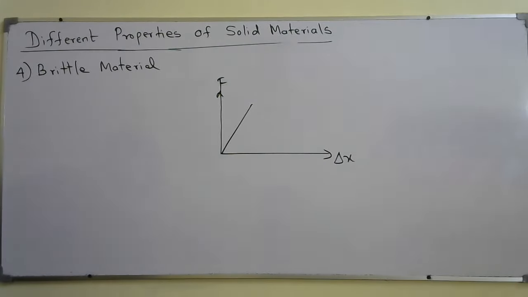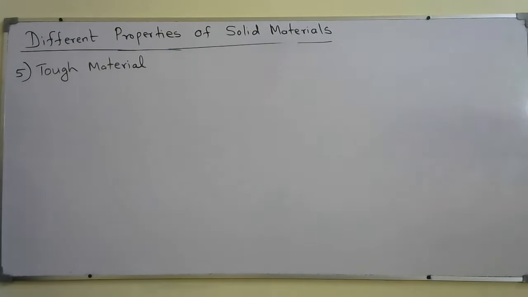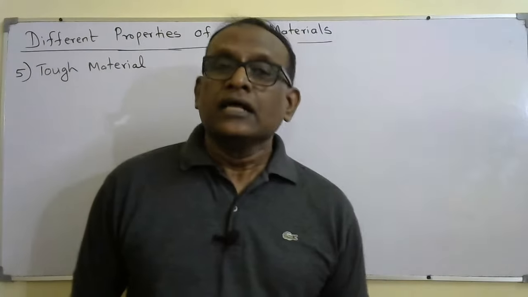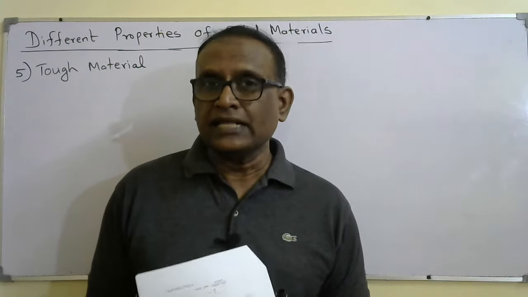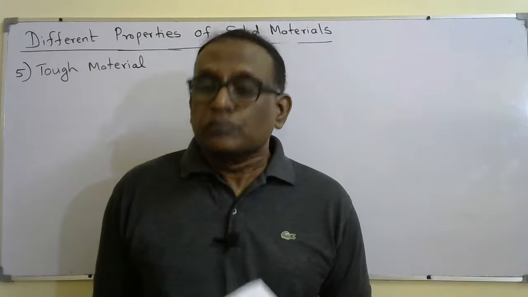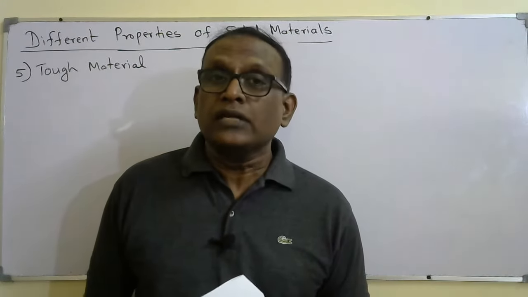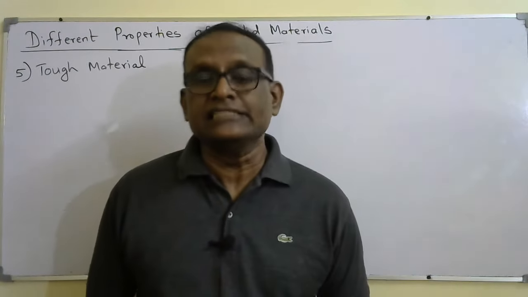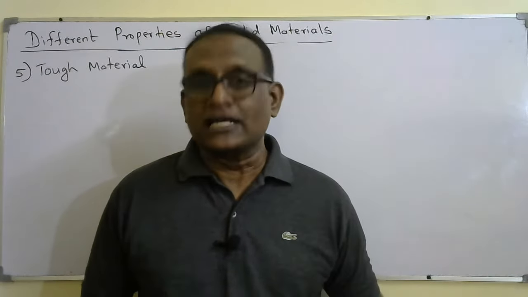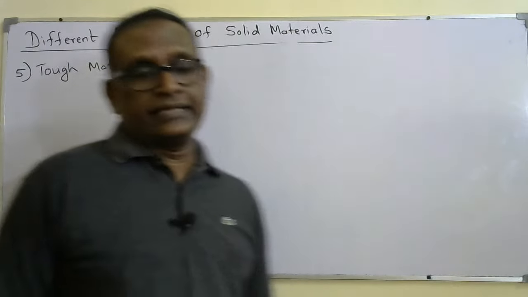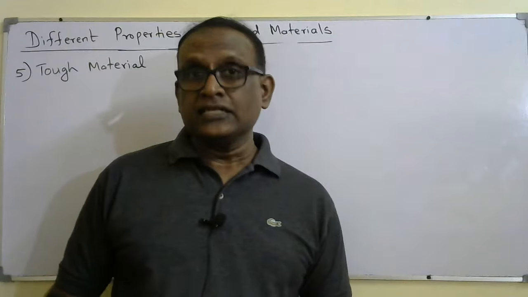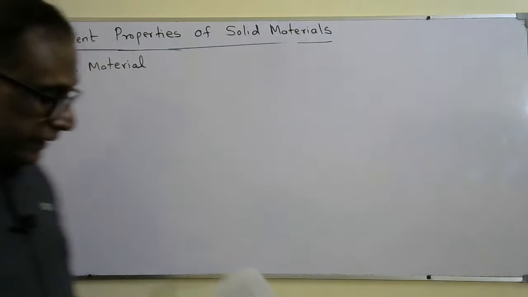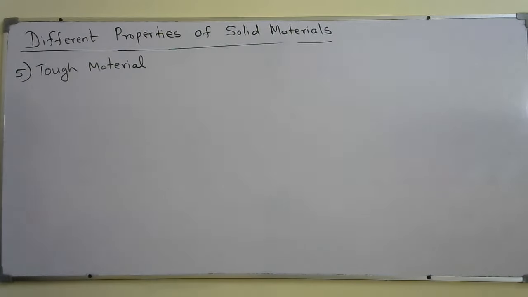Okay, next thing is tough material. Tough material means the material must be able to absorb a large amount of energy when it undergoes plastic deformation. That is called tough material. So that means the area under the graph under plastic deformation should be larger. The material must be able to absorb a large amount of energy before breaking when it undergoes plastic deformation.